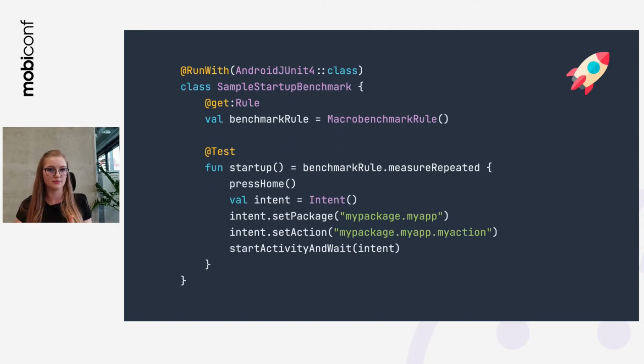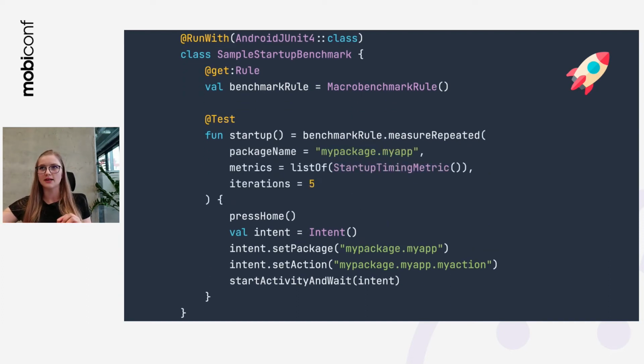And this time, since we want to measure activity start, app start, we will just create an intent here with a specific package and action that we define in the Android manifest. And then we will use this intent to start the activity.